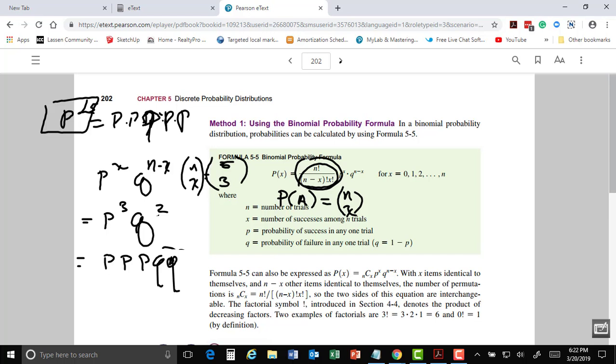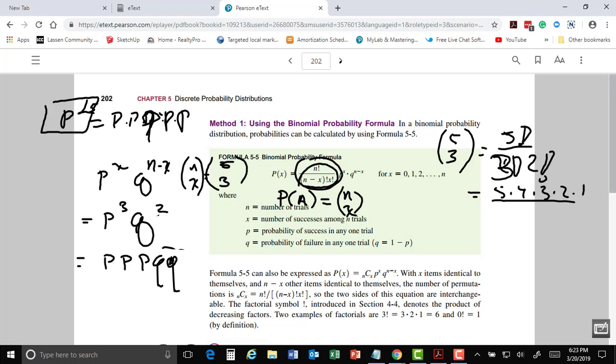So now, when I calculate this part of it, which in this case is 5 choose 3, that's going to be 5 factorial divided by x factorial, in this case 3 factorial, and then 5 minus 3 is 2 factorial. And we did this before, right? So this is 5 times 4 times 3 times 2 times 1. That's what the exclamation mark means. But the 3 is pretty handy because 3 factorial is 3 times 2 times 1. And now this is 2 times 1, which is 2. And 2 goes into 4, and this is 10.